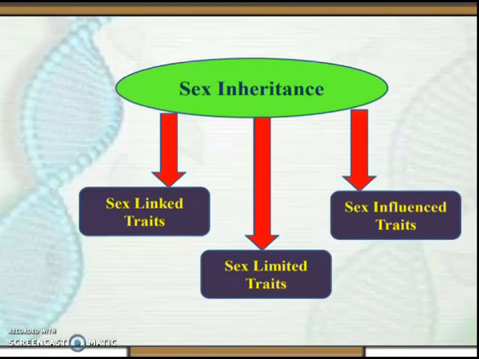A sex-influenced trait is a trait controlled by a pair of alleles found on the autosomal chromosomes, pairs 1 through 22, but its phenotypic expression is influenced by certain hormones like estrogen, progesterone, testosterone, etc. Sex-influenced traits can be seen in both sexes but will vary between the sexes or in the degree of the phenotypic expression.